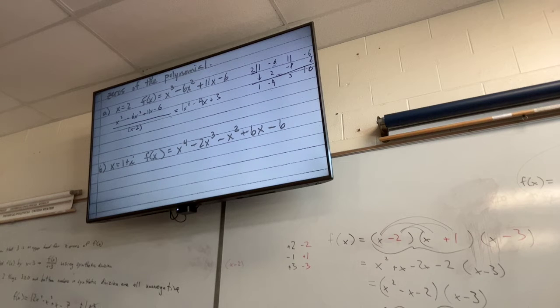So what we do is, if I take this equation, this is true because I did synthetic division and showed it. If I take this equation and multiply both sides by x minus 2, I get this.